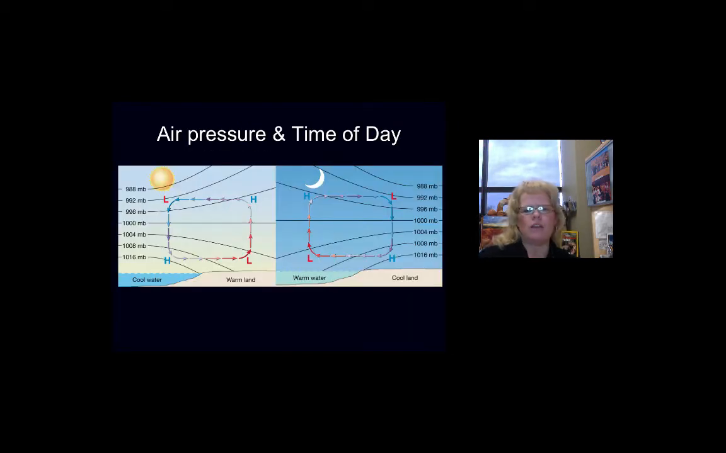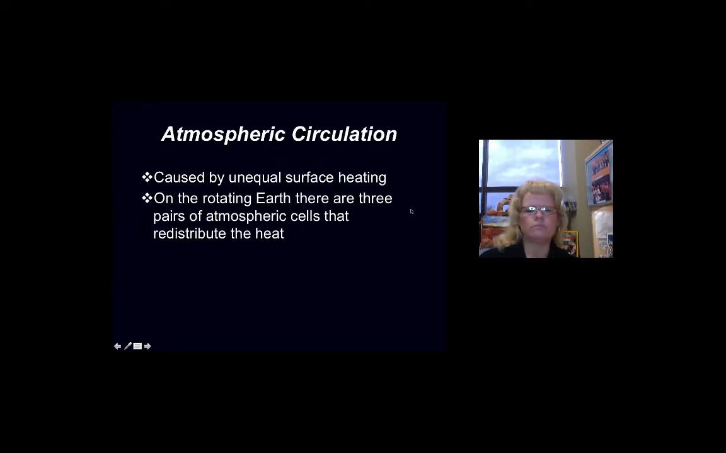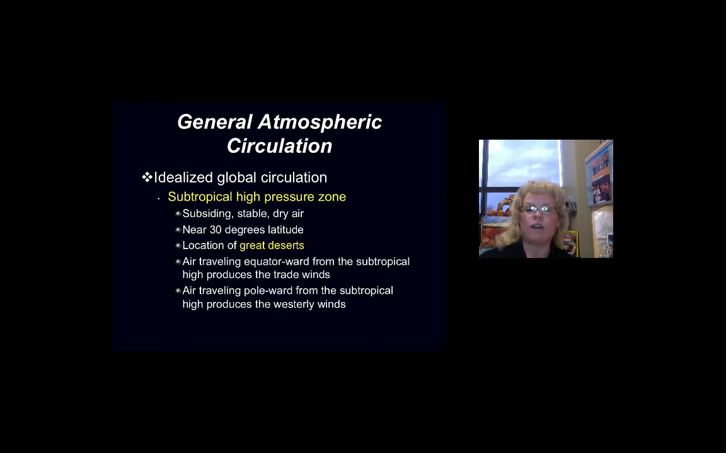So when you look at the time of day and air pressure, notice that when you look at the land and the water, you can see during the day, if you get cool water and warm land, you're going to have very similar conditions than you would at night, where you have warm water and cool land. It's a very intriguing idea. It is identical all the way up the board. So atmospheric circulation of air masses is caused by unequal surface heating, and that generates winds. On the rotating Earth, there are 3 pairs of atmospheric cells that redistribute heat across the globe. So let's find out what they are.